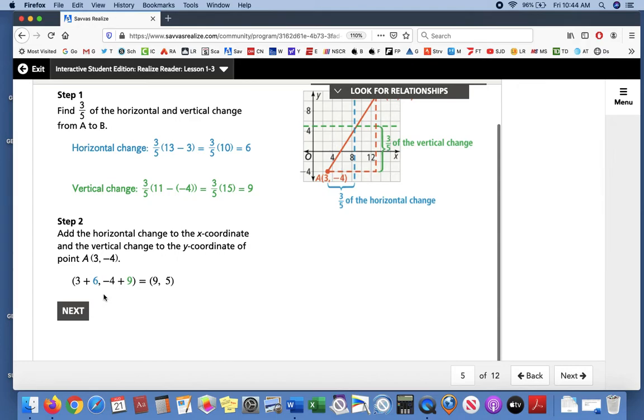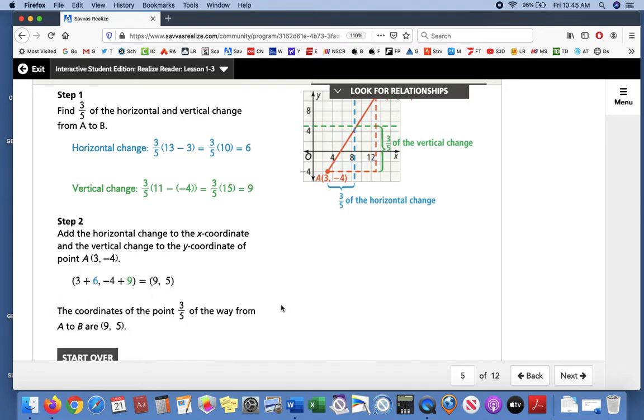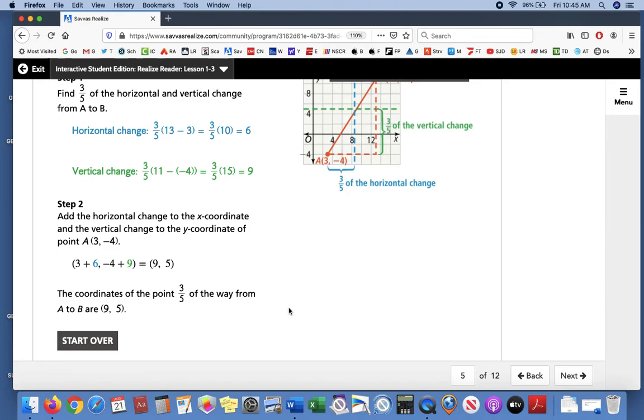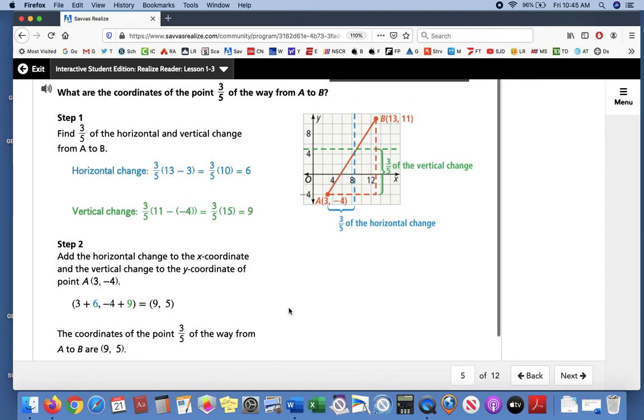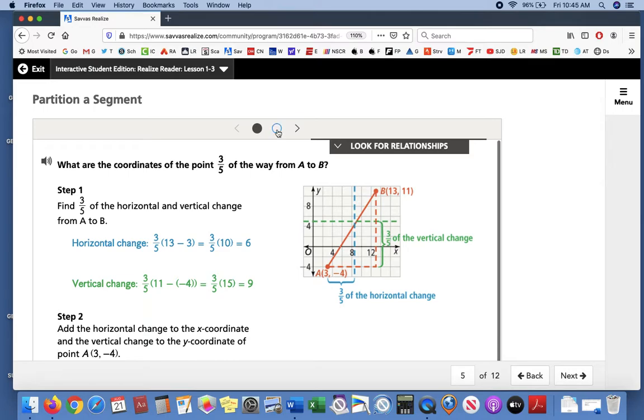So they did that here with colors again. There's the 3 and the -4. They added 6 for the horizontal change, and they added 9 for the vertical change. 3 plus 6 is 9. -4 plus 9 is 5. So there's my coordinates. That's 3/5 of the way. Then they wrote it in a sentence. Okay, we're going to use that same process on the two problems for you to do.